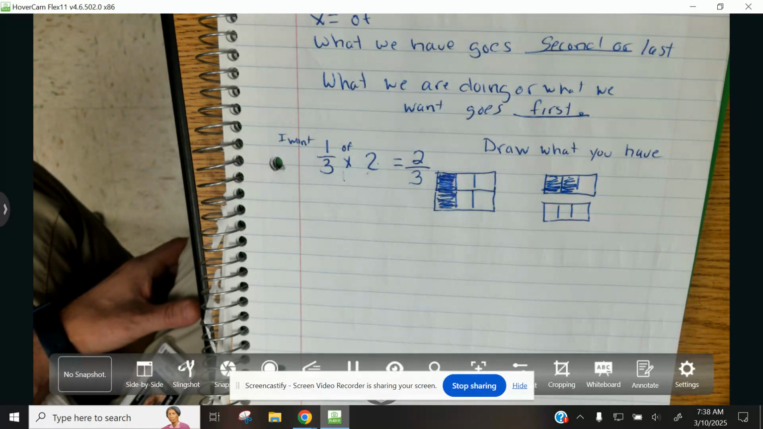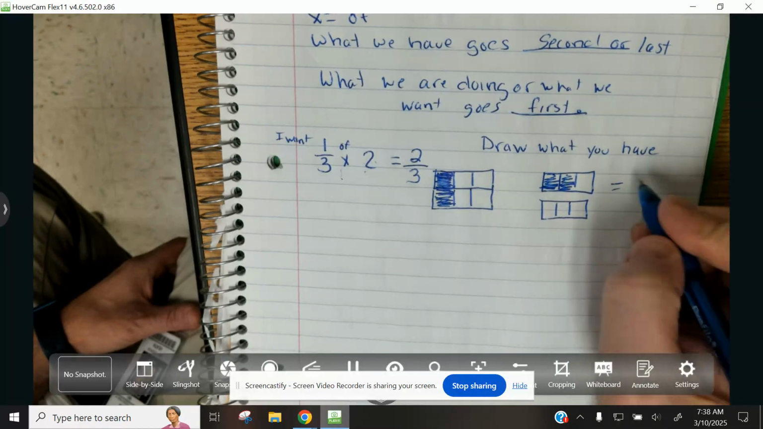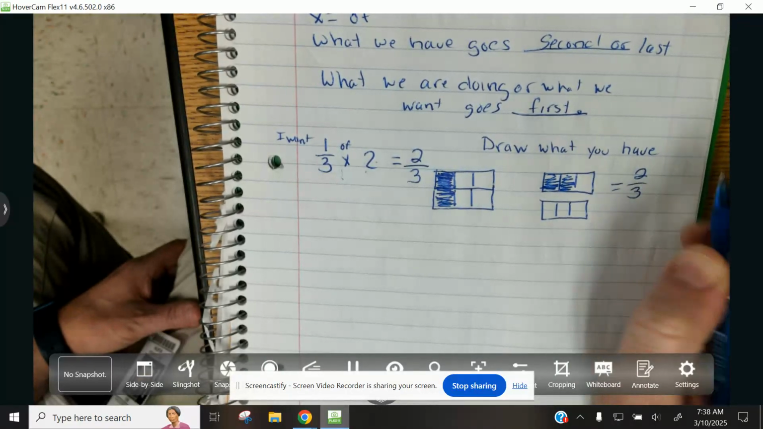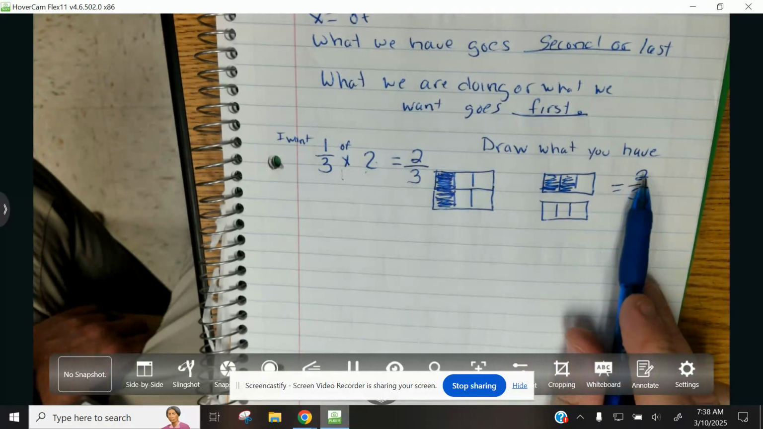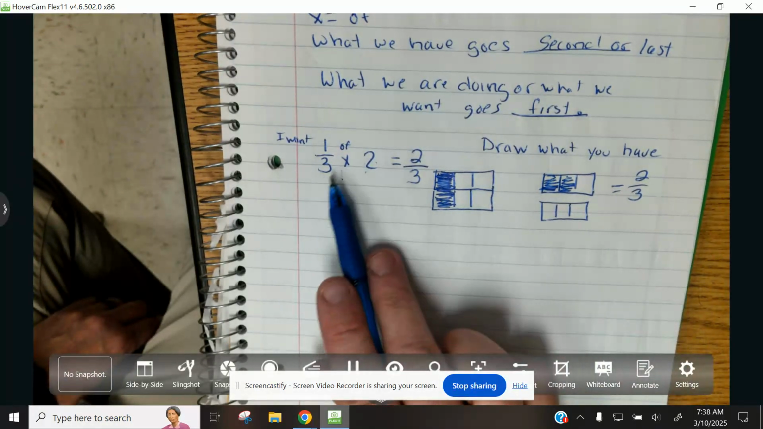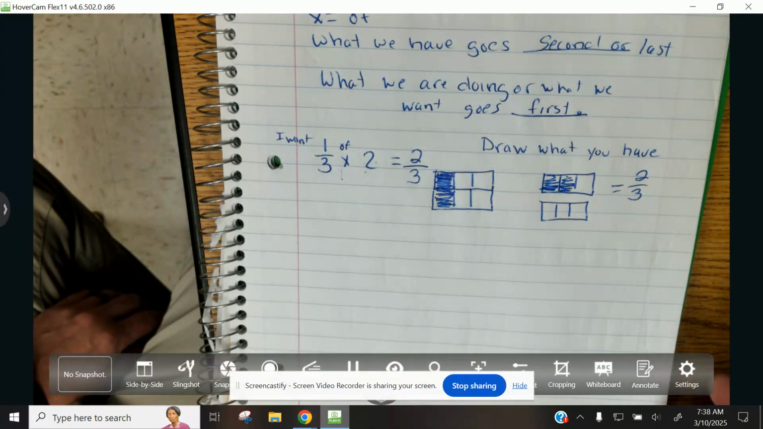So your answer would stay the same, because what are you getting of the whole? I'm getting 2/3. Again, you didn't get any of that second one, which is okay. So what do you have? You have 2/3 of the 2 candy bars. And that's how it works with this.